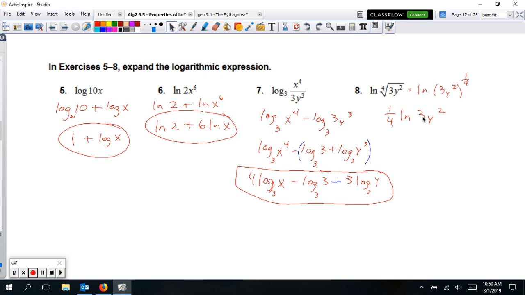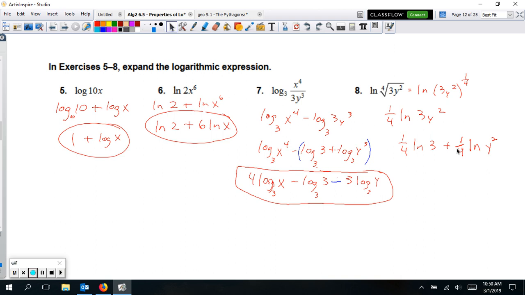Now I can make my product here and do the adding of the two logs. So I have a natural log of the 3, natural log of y squared. But 1/4 has to go in front of both of those natural logarithms because the 1/4 is affecting both the 3 and the y squared. So it's going to be 1/4 in front of the first one. So 1/4 natural log of 3 plus 1/4 in front of the natural log of the y squared. So 1/4 natural log y squared.